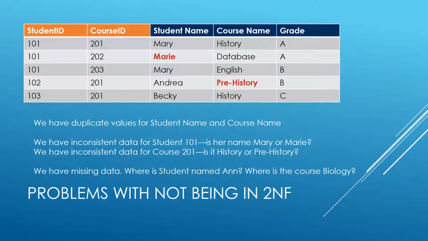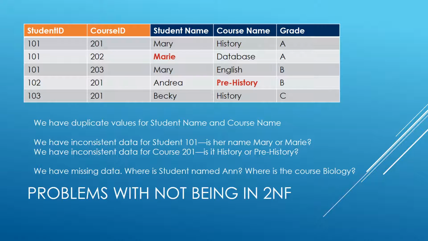We also have inconsistent data for student 101. Is her name Mary or Marie? Which name is correct? Now our users even wonder if either name is correct. We have inconsistent data for course 201. Is it history or is it prehistory?